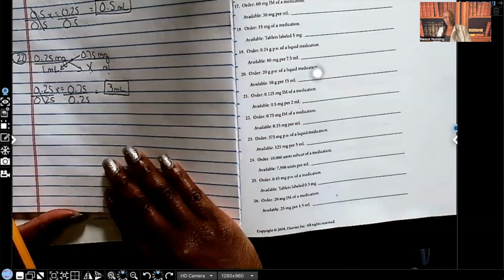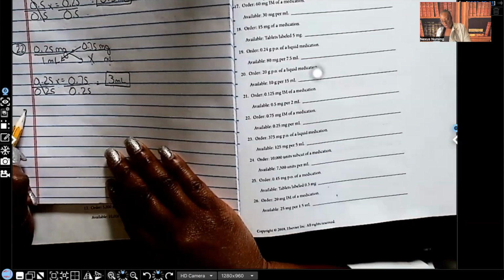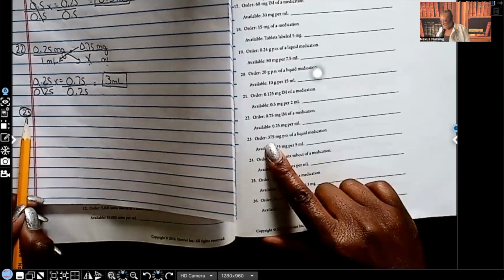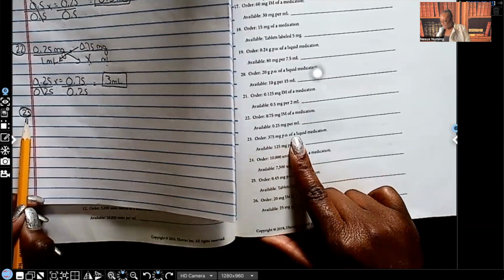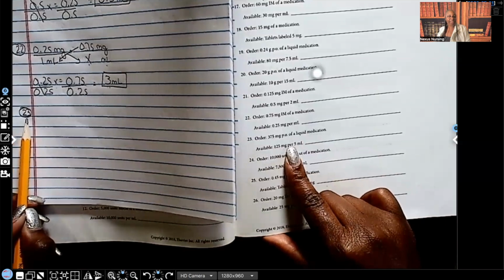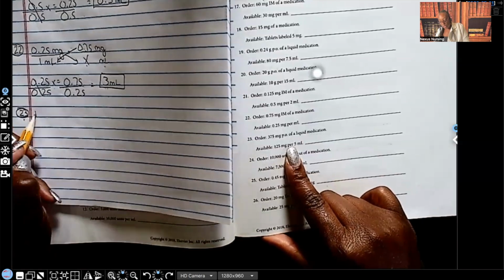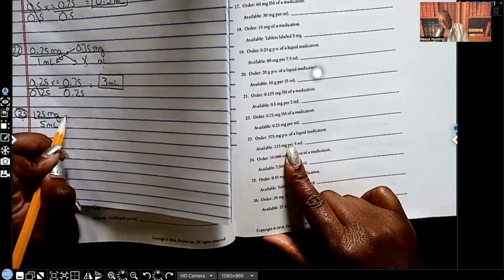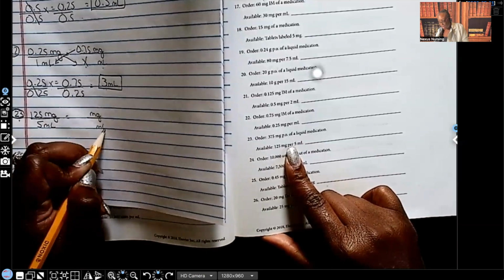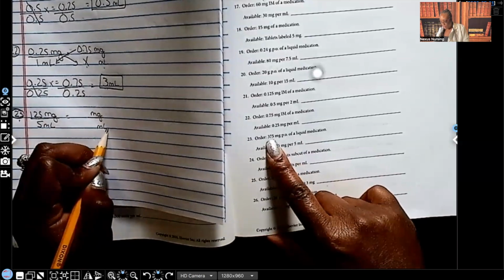Okay, guys, we're down to our very last question. Number 23. The order is 375 milligrams by mouth of a liquid medication, and what we have is 125 milligrams per 5 ml. 125 milligrams per 5 ml is equal to, up here is going to be milligrams, down here is going to be ml. All we have left, guys, is a 375.